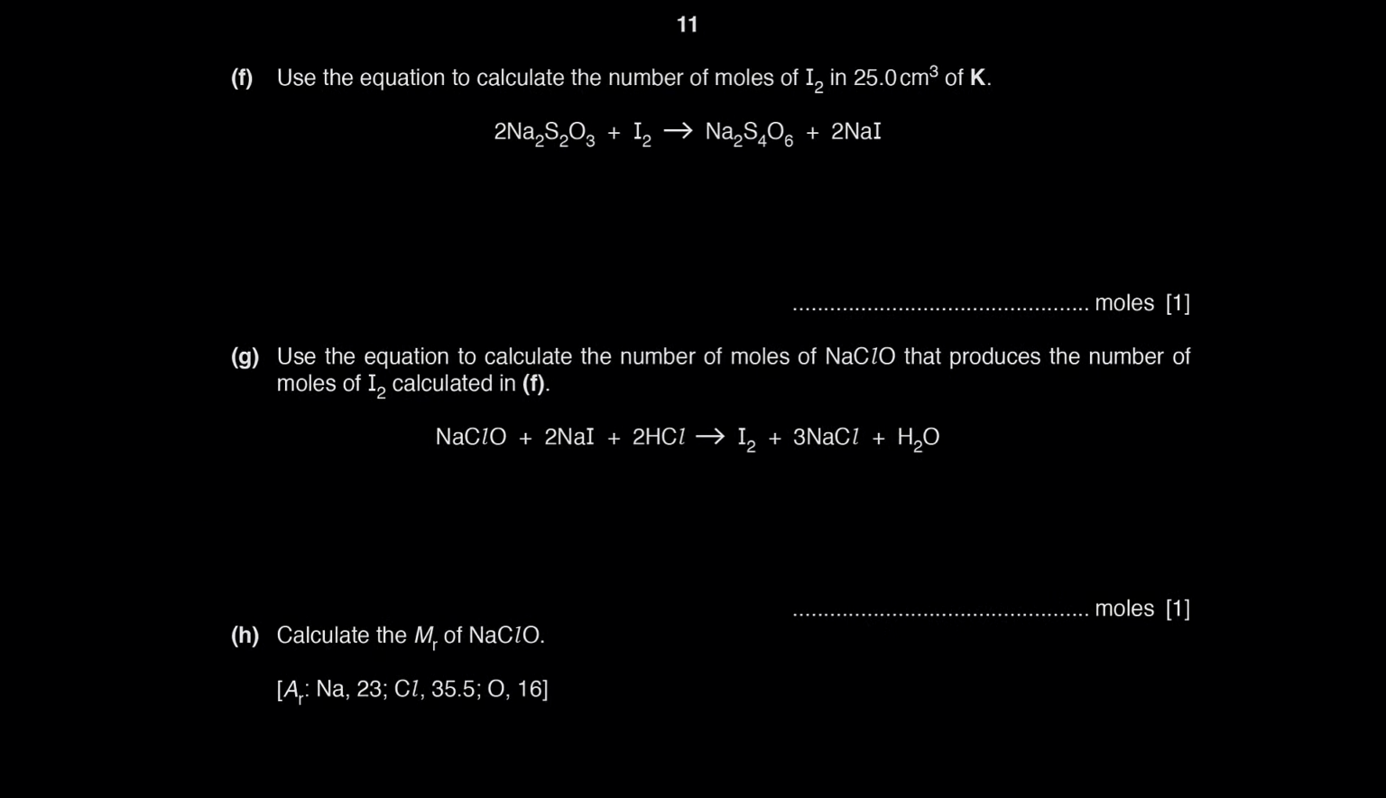Use the equation to calculate the number of moles of iodine in the solution that essentially reacted. The ratio between these two is 2 to 1, and this is 0.001175. So this needs to be half of it. What's half of this value?